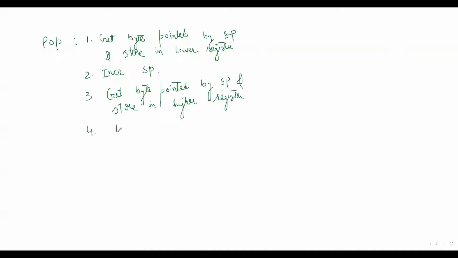And fourth is increment stack pointer. Okay. So in B and C, B is higher register, C is lower register. And in PSW, A is higher register and flag is lower register. Okay. So this was about pop, and let me repeat push again here.